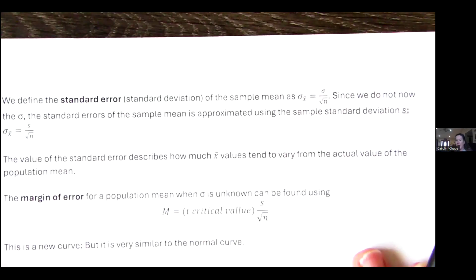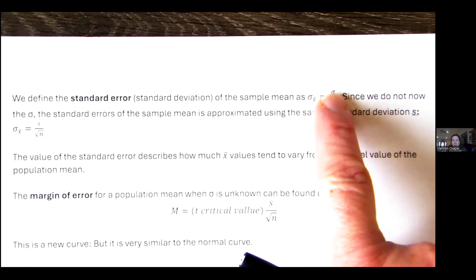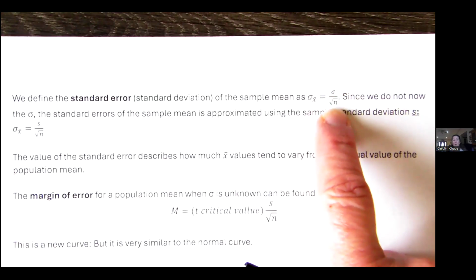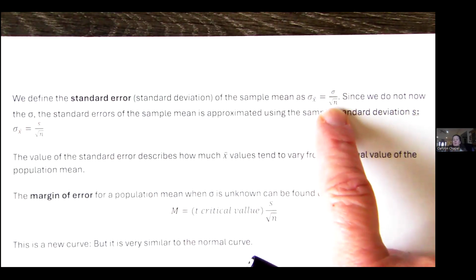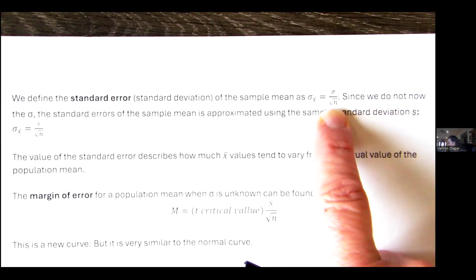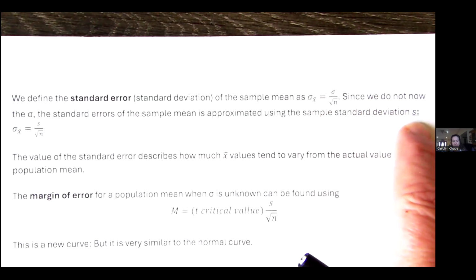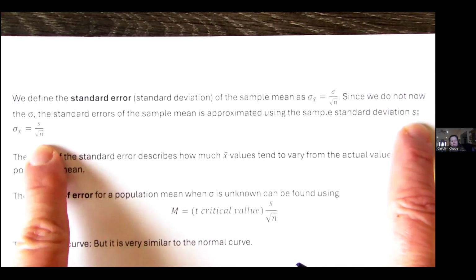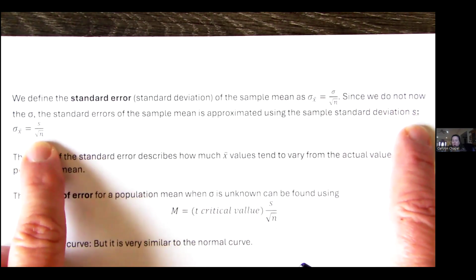So first of all, just remembering, the standard error used to be calculated this way with sigma over the square root of n. However, we don't know sigma. So what we're going to do is approximate this value using our sample standard deviation, S, over that square root of n. And we'll use this as our standard error.